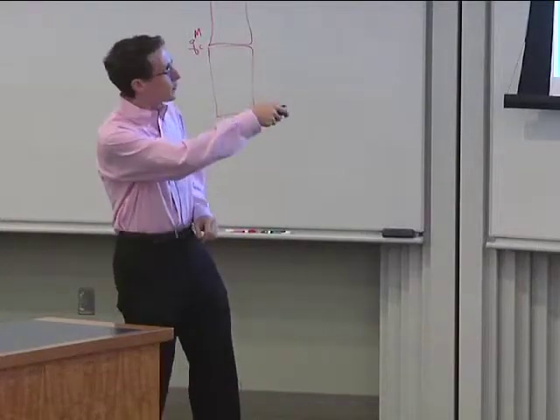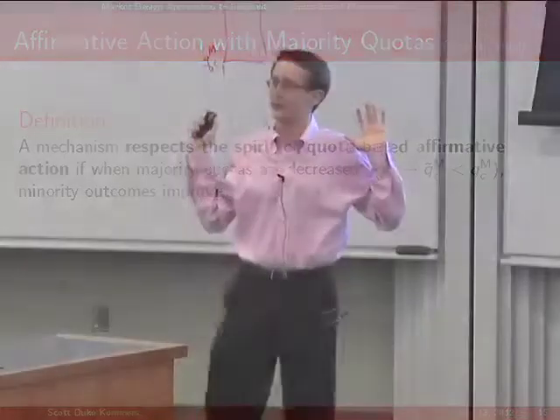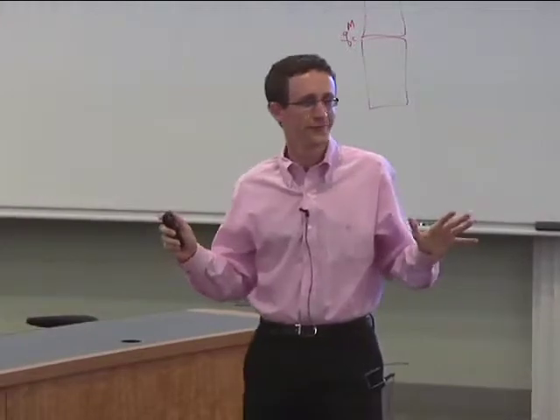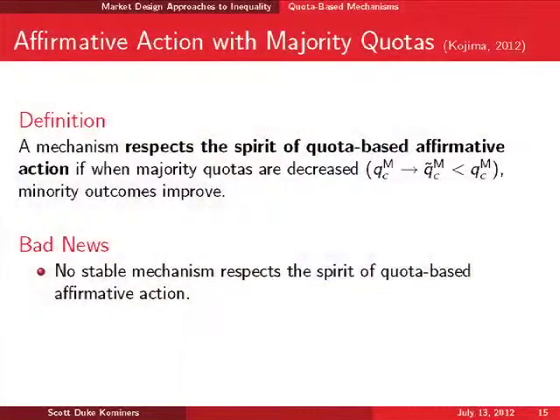A mechanism which respects the spirit of quota-based affirmative action is one that has the property that when majority quotas are decreased, meaning I have decreased the number of majority students allowed into the school, I'm increasing the preference for minority in some sense, minority outcomes improve. This is a natural thing to want if you're going to impose a quota-based affirmative action program to help minorities. We agree? I'm not seeing any heads shaking. Good. Okay, so no stable mechanism respects the spirit of quota-based affirmative action.